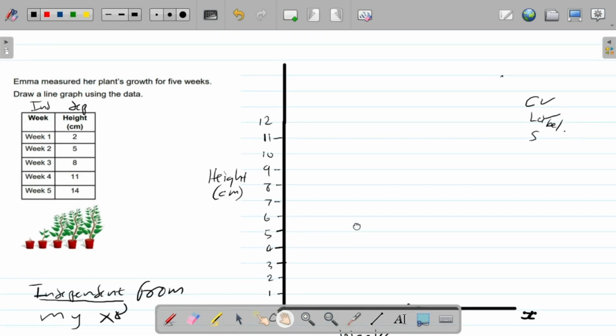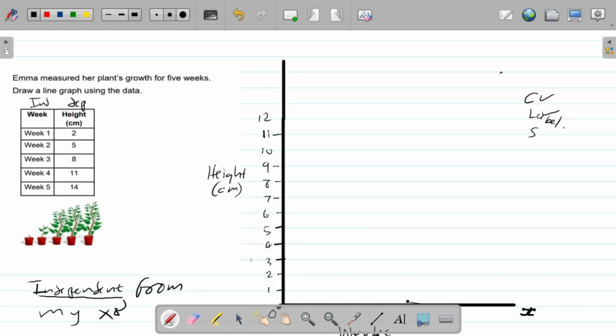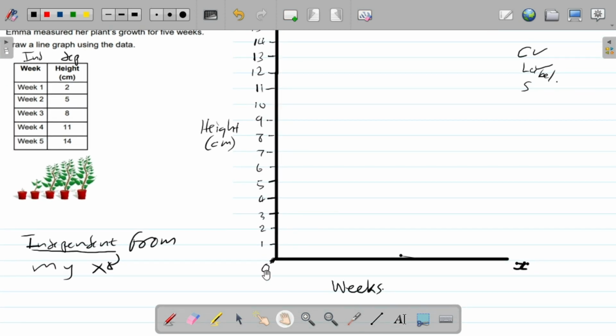Remember, my lines are straight, right? Let's move on and add some more. 13. And then right on the line, 14. That's the last one. And just for the sake of it, we'll put 15 over there. Notice that my scale lines are exactly the same space apart.